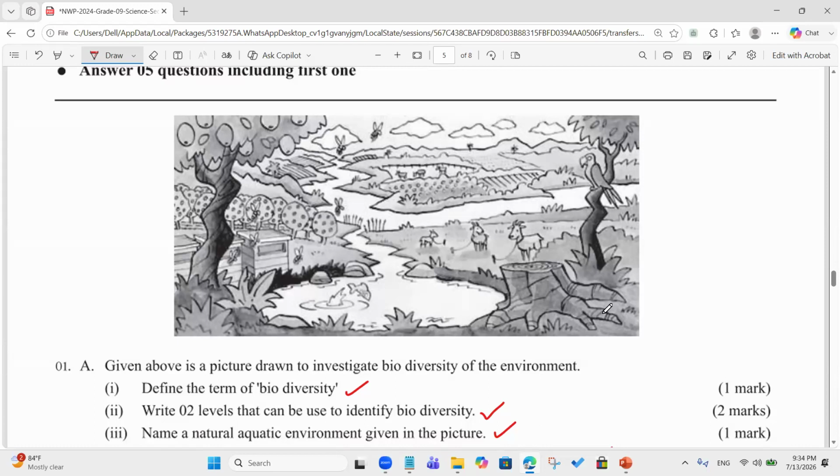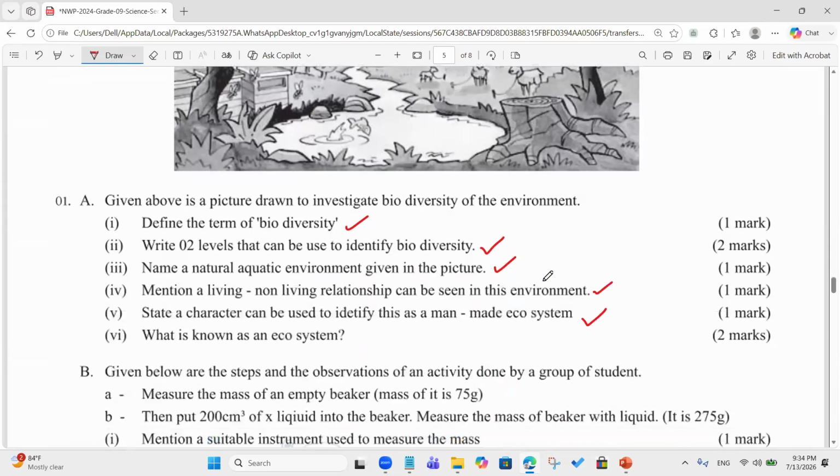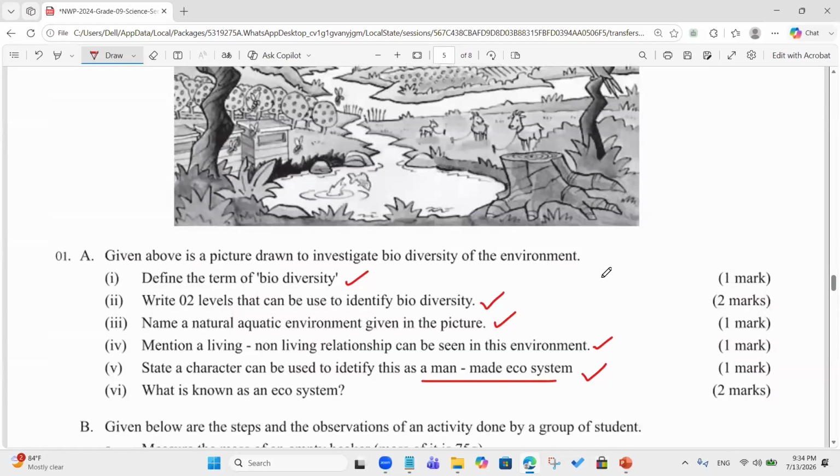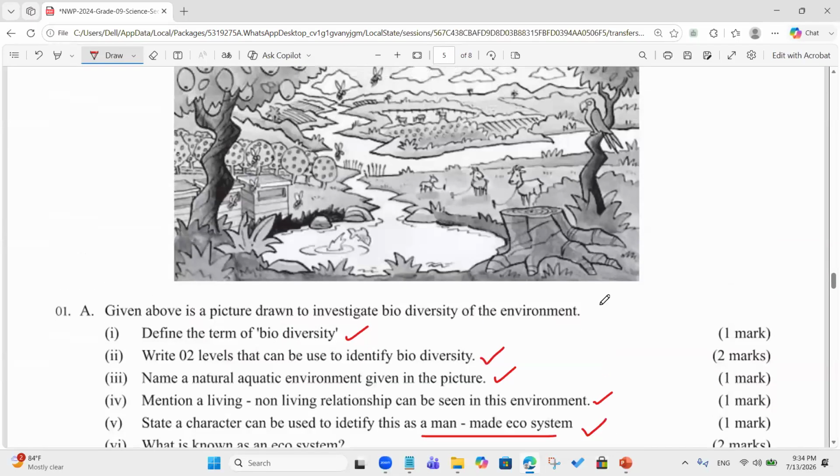The tree is cut. Can we say that one is a feature of a man-made ecosystem? Yes, it's a kind of evidence, but there are some other evidences other than the tree cut. Even in a natural environment, people go and cut the trees, no?